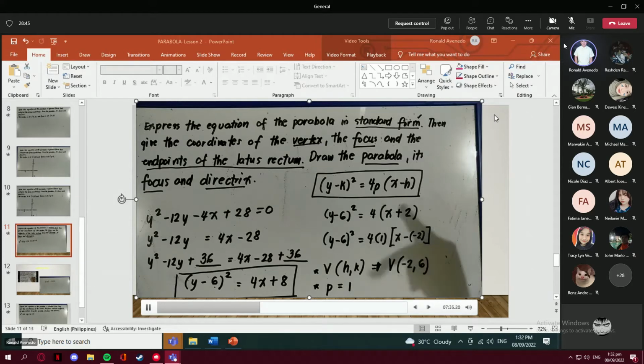So I'll give you 2 minutes to copy the solution. Then later on, we'll have the graph. Prepare your graphing paper, your Cartesian plane, then follow the steps of our discussion later.